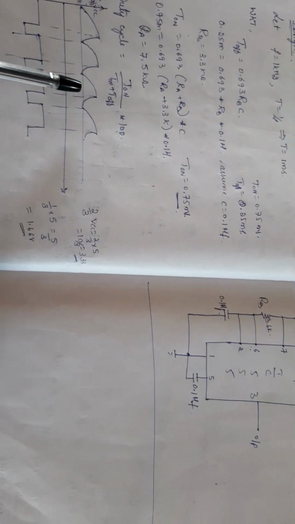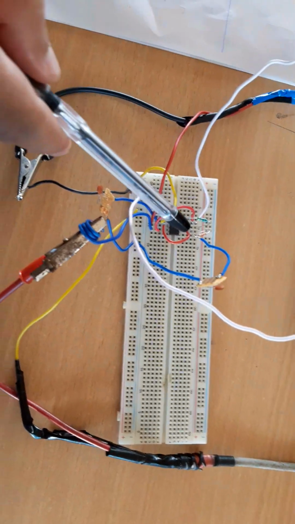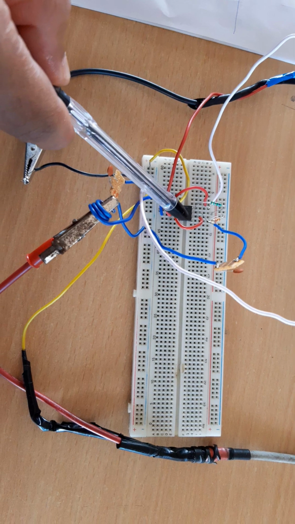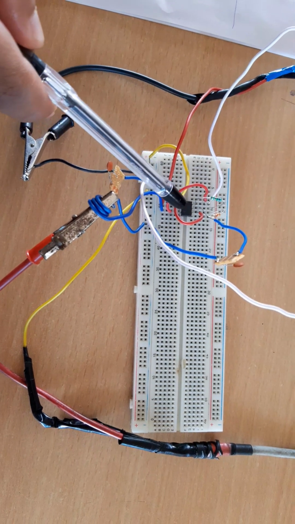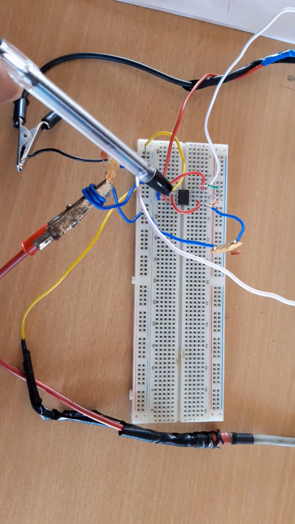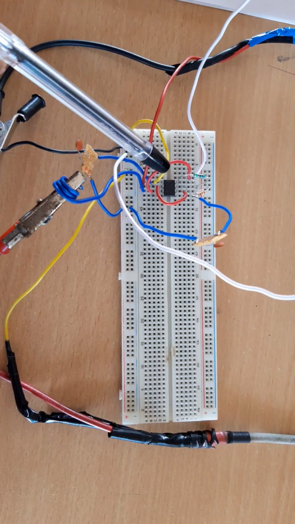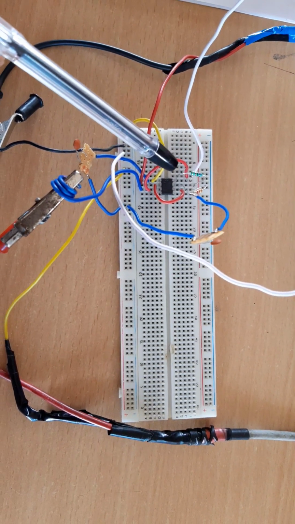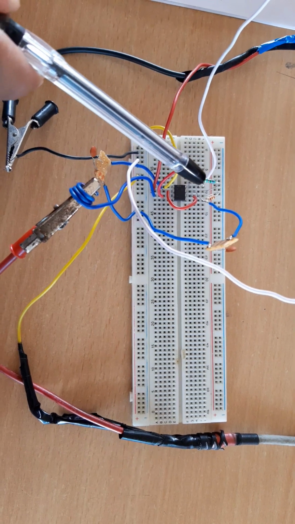Now the same thing we have connected with the help of the circuit diagram here. So here we have the 555 timer, and RA is 7.2 kilo ohm, RB is 3.6 kilo ohm, and the capacitor is 0.1 microfarad. All the connections have been done as per the circuit diagram. So now we will be observing the output in the CRO.